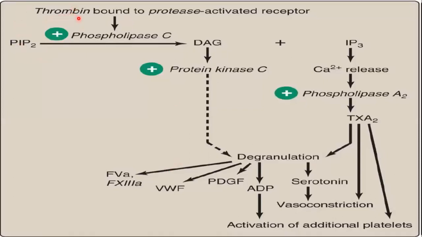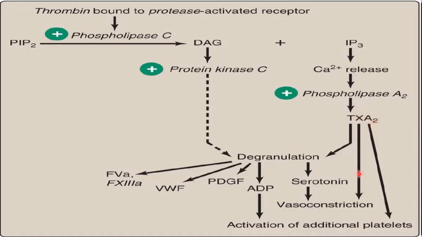So, the story I've been telling you has been summarized by this. You can see thrombin, which is a protease, will bind to the protease activated receptor, which is a Gq receptor, causing activation of phospholipase C, cleaving phosphatidylinositol to give you DAG and IP3. DAG will activate protein kinase C, which will cause degranulation. IP3 will cause calcium release from your dense granules, and the calcium will activate phospholipase A2, which will act on the membrane phospholipids to release arachidonic acid. Arachidonic acid will be acted upon by your COX-1 to form PGH2. PGH2 will be acted upon by thromboxane A2 synthase to form thromboxane A2.